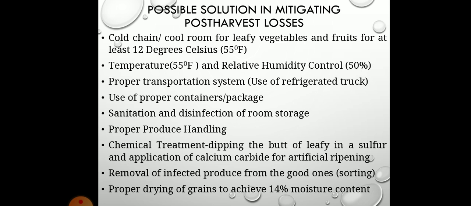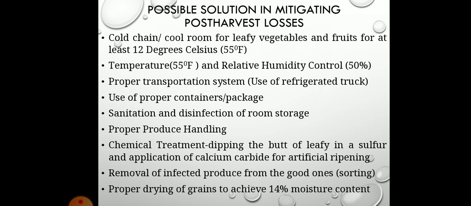Proper produce handling. For example, you must use gloves in handling the produce. Otherwise, your hand could be the source of contamination or infection of the commodity. Okay? Or your fingernails, or your rings, your watches, your rings, those should be removed, because they might be what damages the commodity. Okay? And chemical treatment, at least dipping the butt.